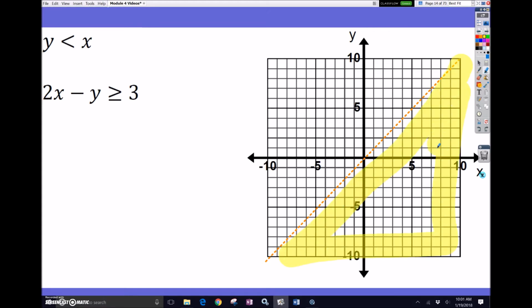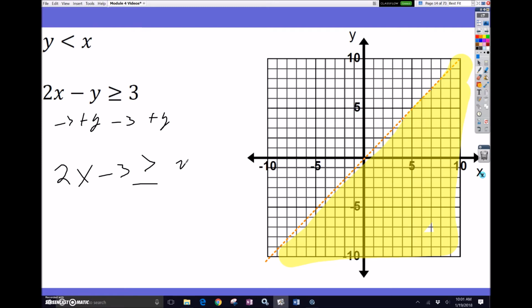Which looks like this. All right, so then the next one, you can choose to turn this into y equals mx plus b, or you can solve for it in standard form. If I added y on both sides and minus 3 on both sides, I would get 2x minus 3 is greater than or equal to y. If you read it from y, it's y is less than or equal to 2x minus 3.